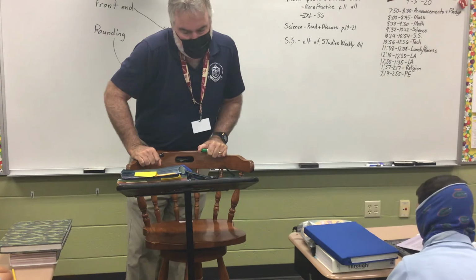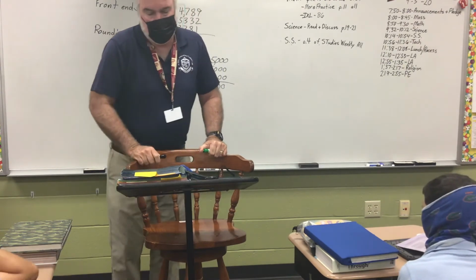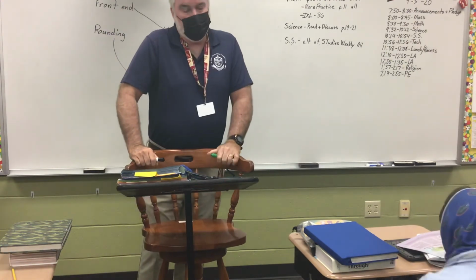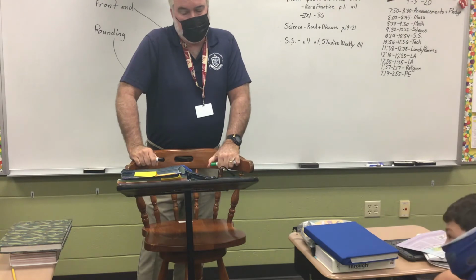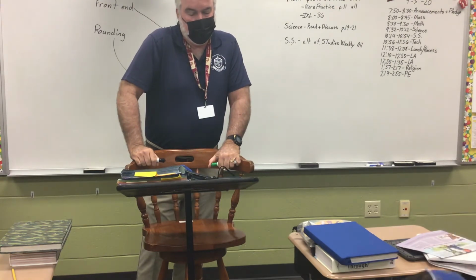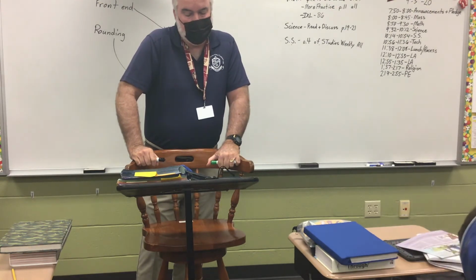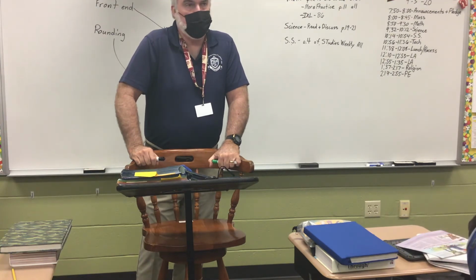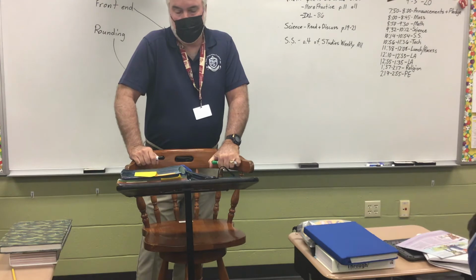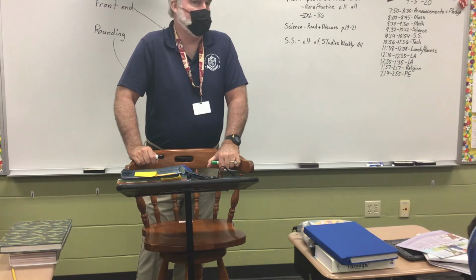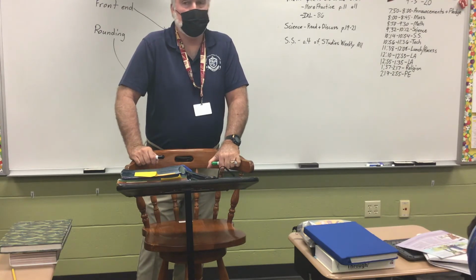Numbers 1 through 4, we're going to do a certain number of them in here, but 1 through 4, that's front end. And then 5 through 8, that is your rounding. Okay? Then you're going to have 9 through 16. Those are mixed. If you look, there's addition and subtraction through there.